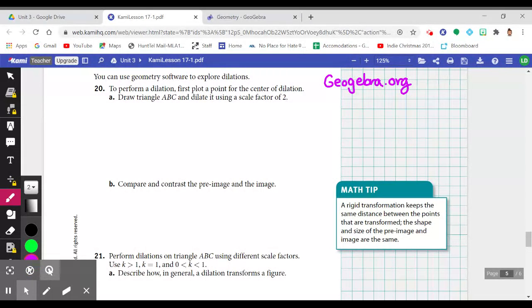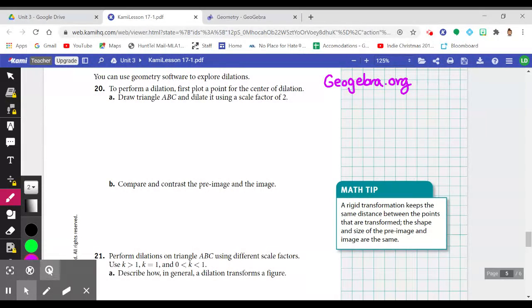So before I hop over to GeoGebra, let's just take a quick look at what we need to be thinking about. So first, we're going to perform a dilation. We're going to plot a point for the center of dilation. We're going to draw a triangle ABC and dilate it using a scale factor of 2. Notice they're not saying that the center of dilation has to be on the original pre-image. It could be inside the original pre-image, and so we're going to do a little exploring there.